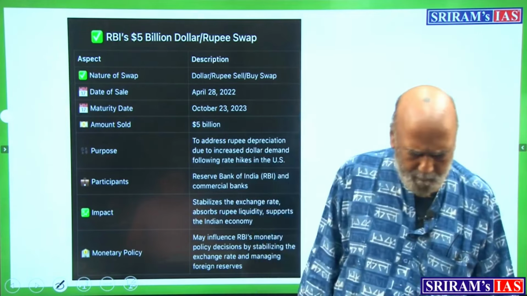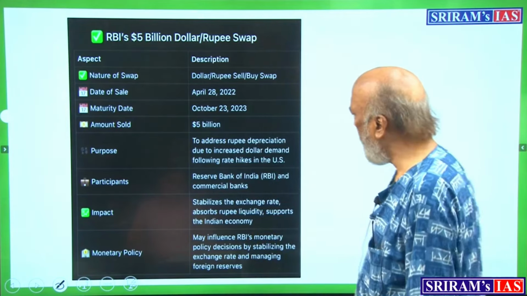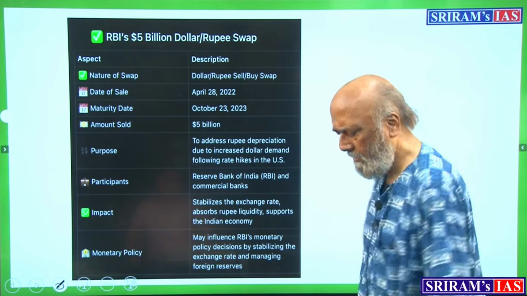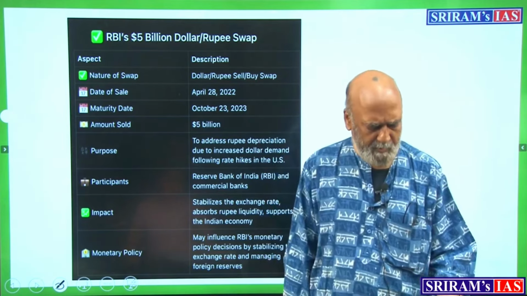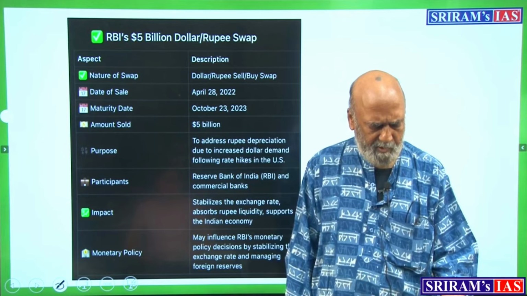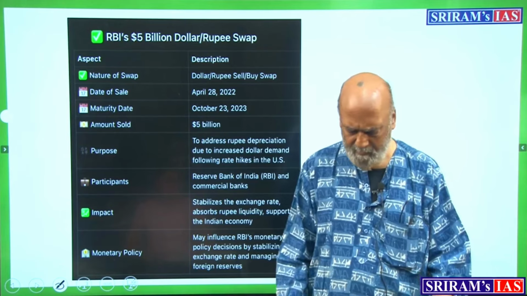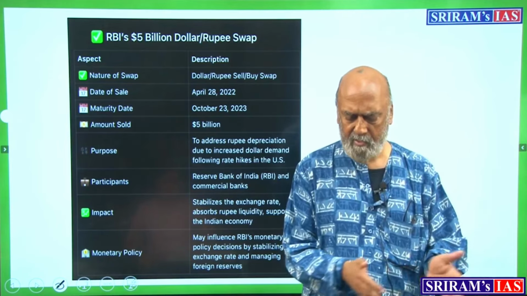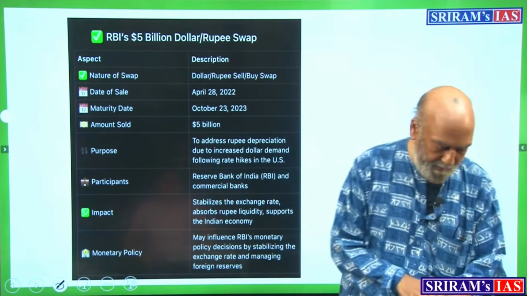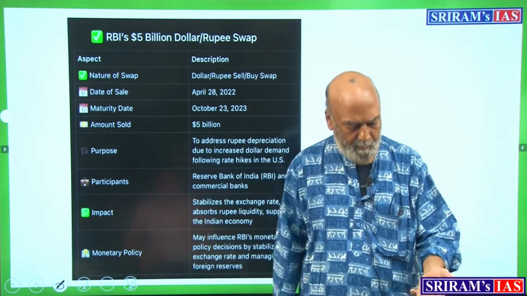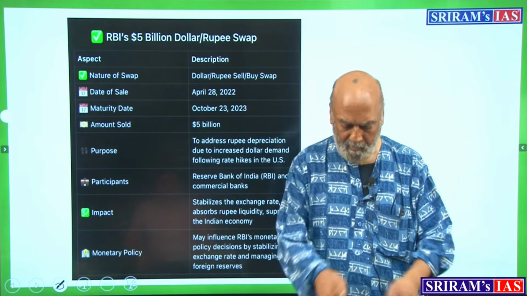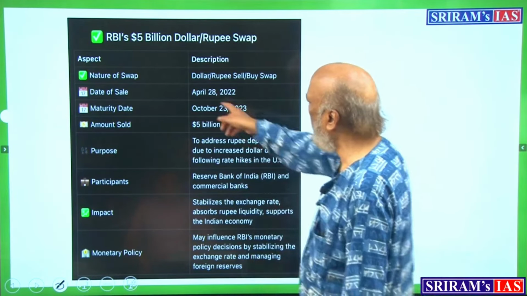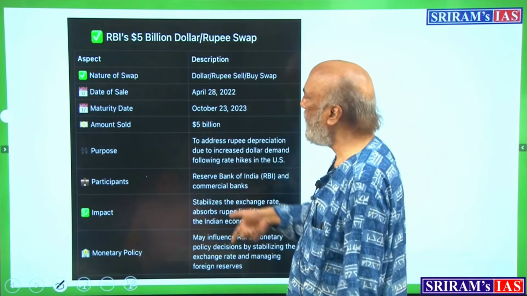Yeah. What is maturity? Maturity: you put 100 rupees in the bank for 6 months. When 6 months expire, that is maturity. I bought rupee, I gave you dollar. My swap is for a year. Last April it happened, 22. April to October. So you count April, May, June, July, August, September, October. A year and a half, 18 months is the maturity. So you picked in April. This is October. So the maturity date is 18 months.